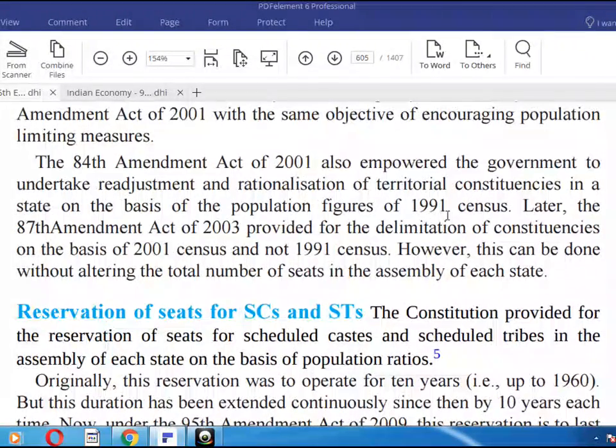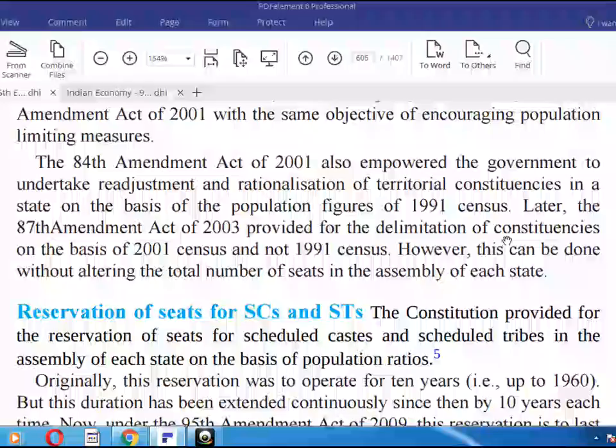The 84th Amendment Act of 2001 also empowered the government to undertake readjustment and rationalization of territorial constituencies in a state on the basis of the population figures of the 1991 census. Later, the 87th Amendment Act of 2003 provided for the delimitation of the constituencies on the basis of the 2001 census and not the 1991 census. However, this can be done without altering the total number of seats in the assembly of each state.